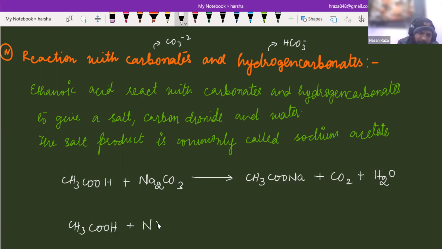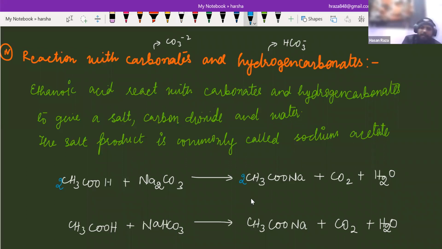And if this carboxylic acid, which is ethanoic acid, reacts with hydrogen carbonate, so I'm going to take NaHCO3, that is sodium hydrogen carbonate. Again, the product will be constant. This is your sodium acetate plus carbon dioxide plus water. We are going to take 2 moles of this, so it will form 2 moles of this. I think it's balanced. So please do write it and let me know.